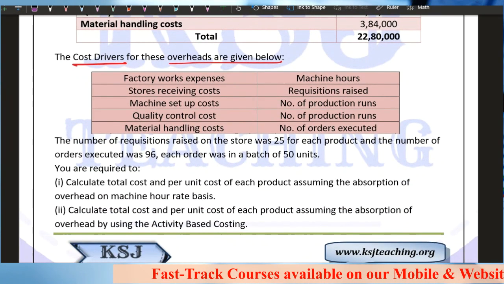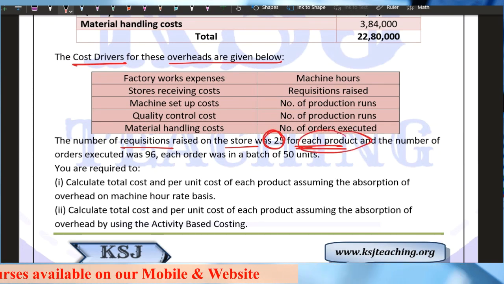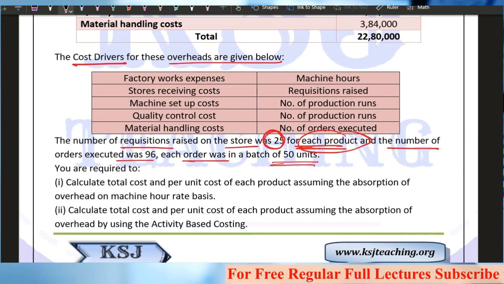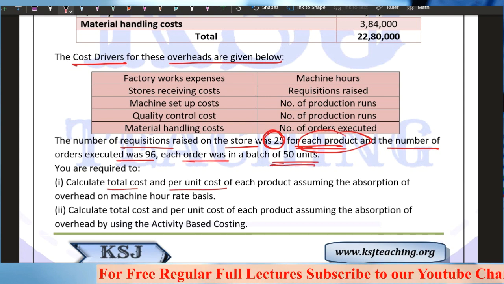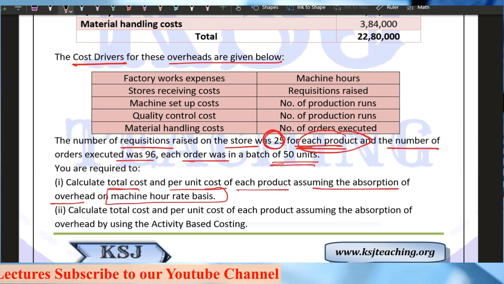The number of requisitions raised on the store was 25 for each product. For 4 products, the number of requisitions will be 25 multiplied by 4, 100. The number of orders executed was 96. Each order was in a batch of 50 units. You are required to calculate total cost and the per unit cost of each product, assuming the absorption of overheads on machine hour rate basis.